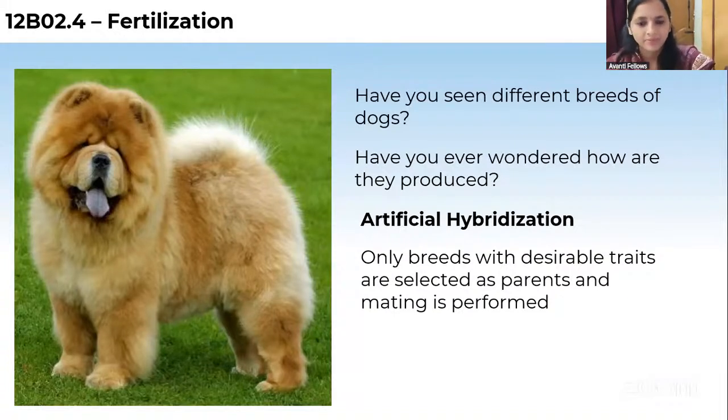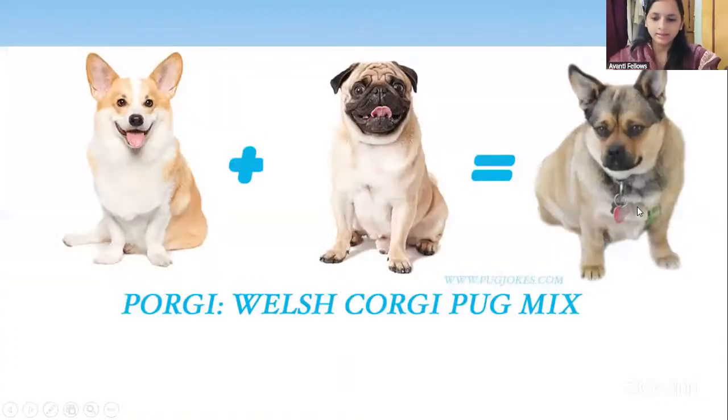Here you can see this dog's name is Corgi, the Welsh Corgi, and this is a Pug. These two are crossed. For example, the sperm from this dog is put into this female Pug. Now what will happen? Fertilization happens in the Pug, and the offspring, called the Porgy, is born. The humans did this, right? This is called artificial hybridization.